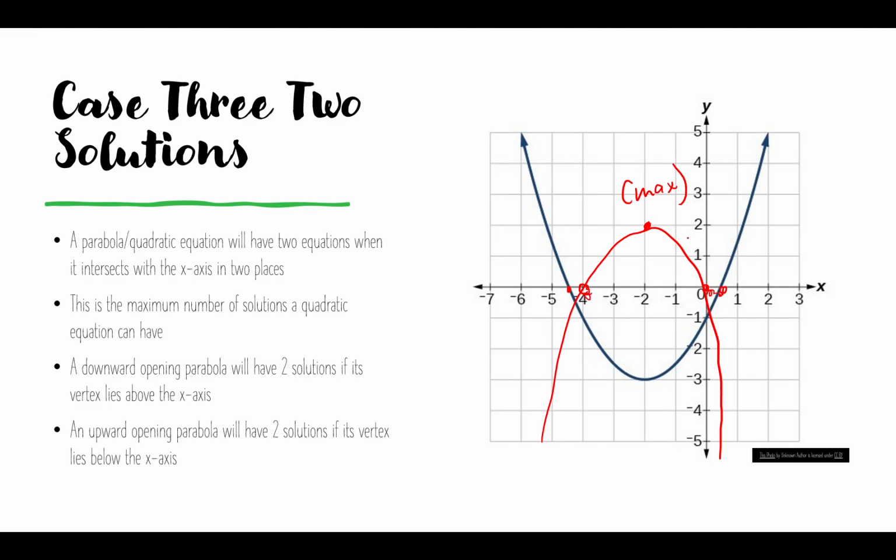An upward opening parabola will have two solutions if its vertex lies below the x-axis. As you can see, this is the minimum point for the parabola. And since this is the minimum point of the parabola and it's below the x-axis, as it travels up with these two strains, it is bound to hit the x-axis at some point.